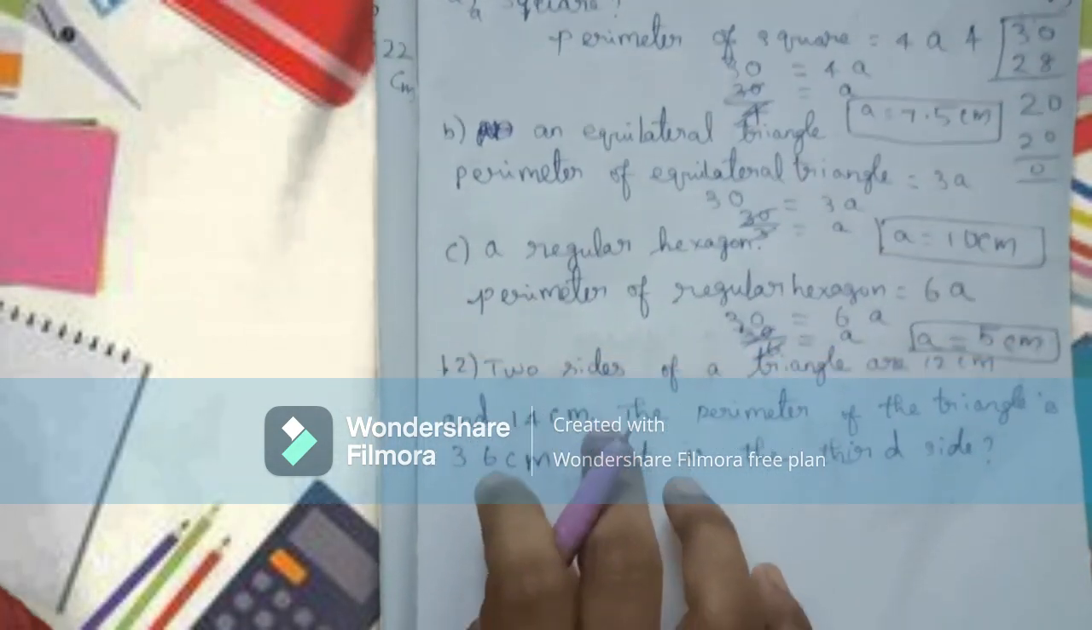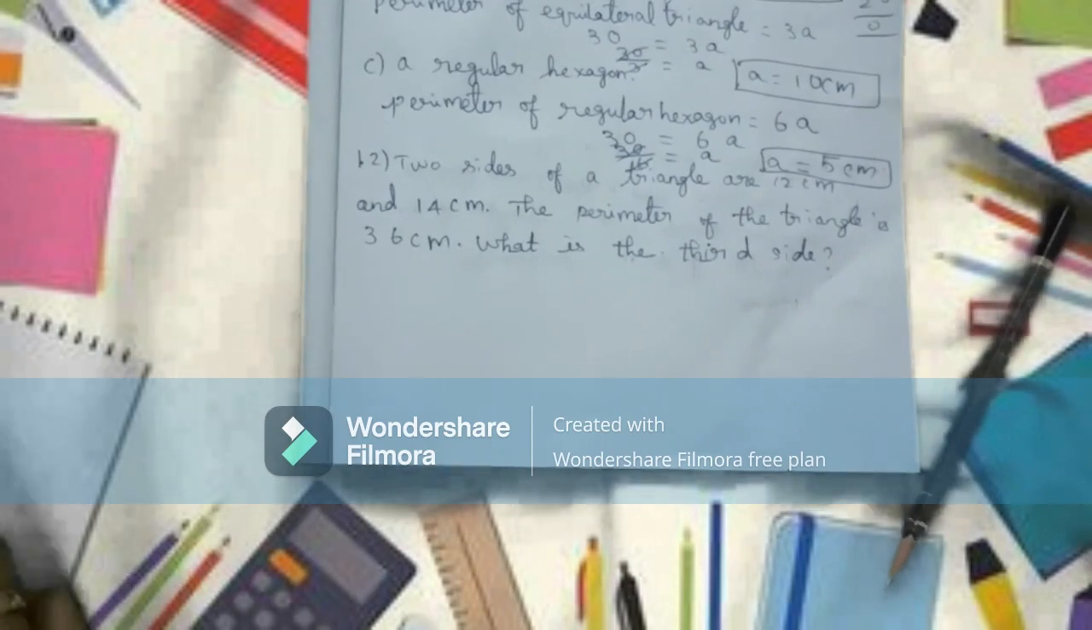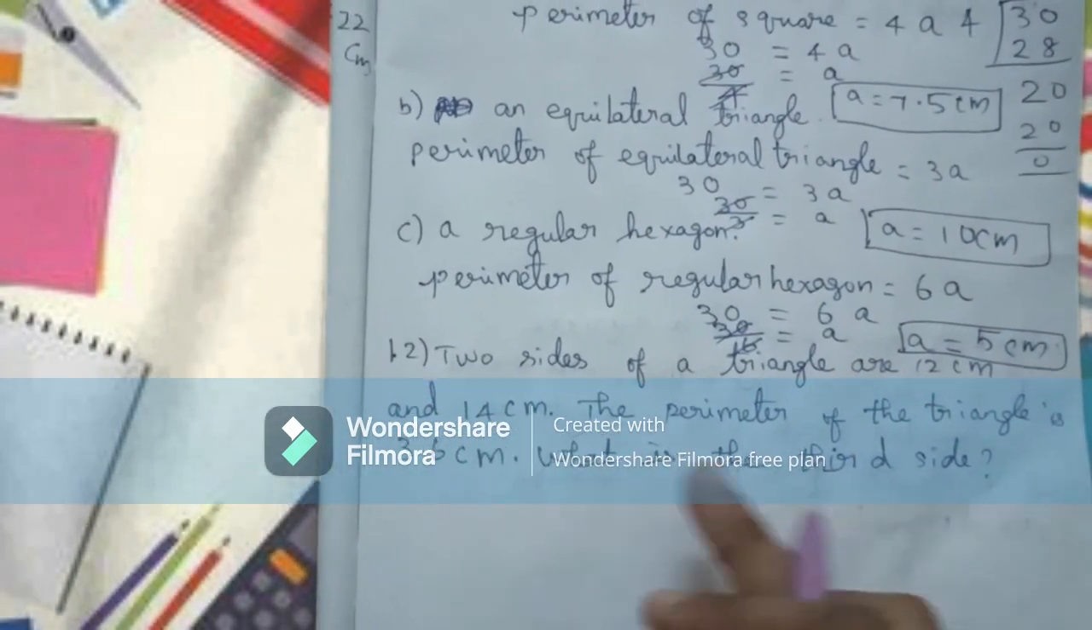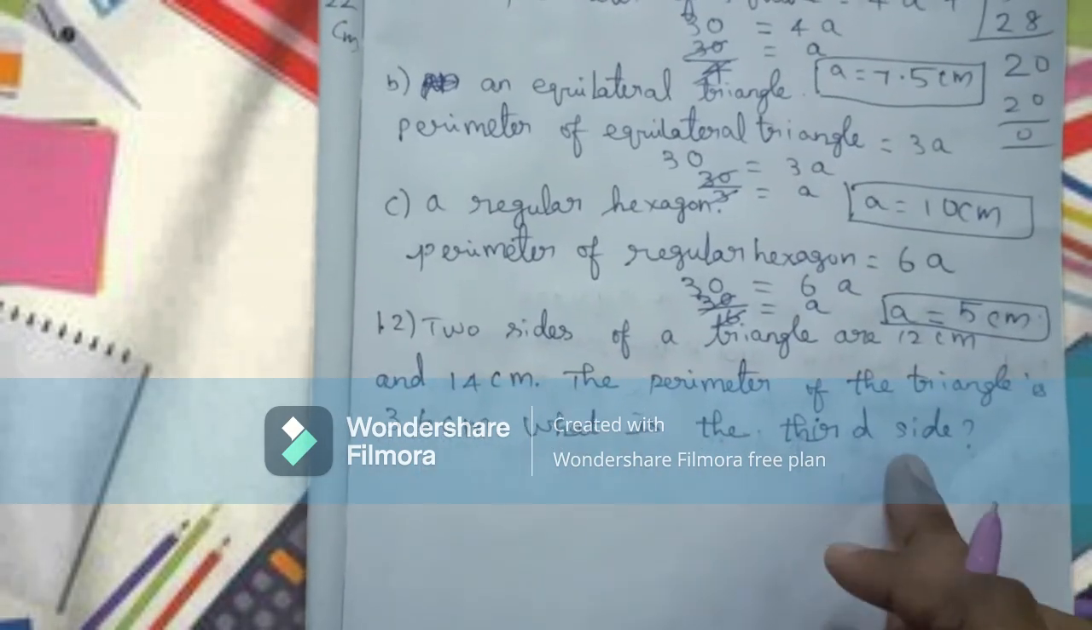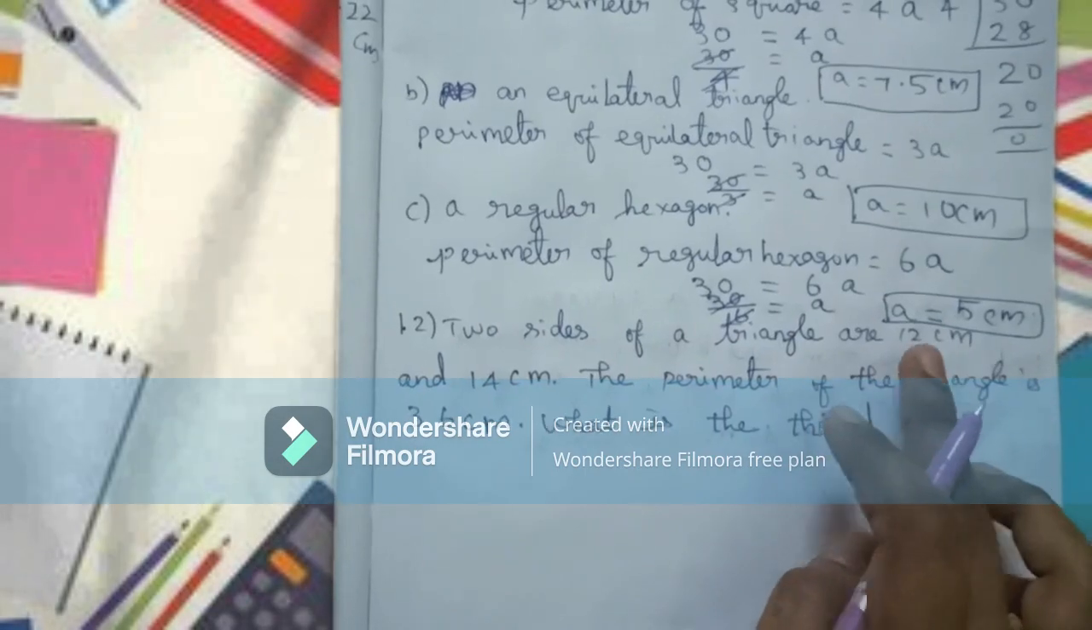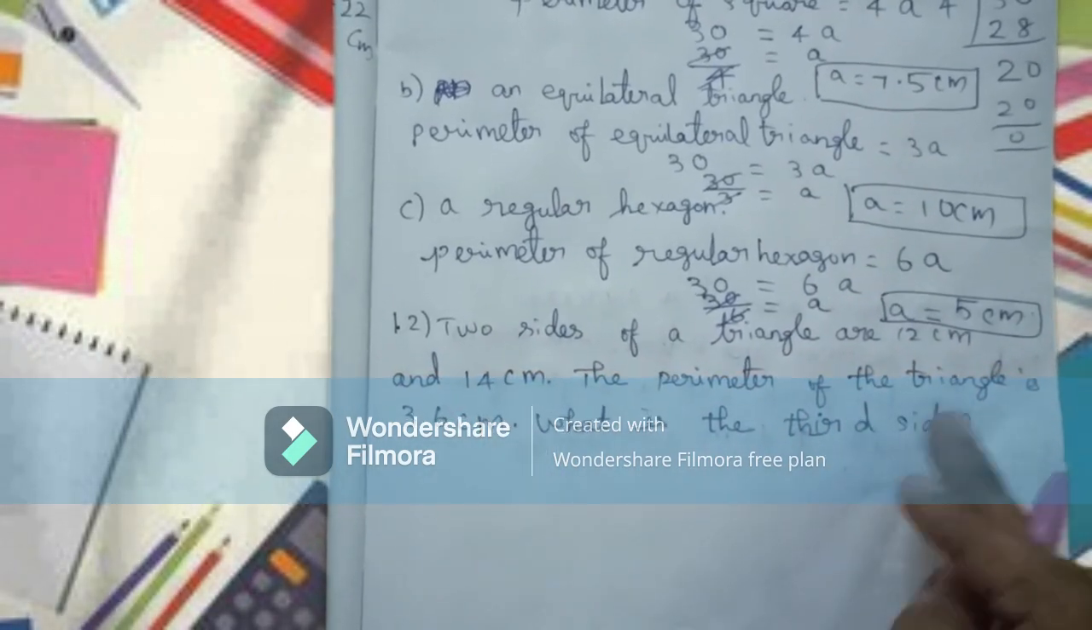Next, 12th sum. Two sides of a triangle are 12 centimeter and 14 centimeter. The perimeter of the triangle is 36 centimeter. What is the third side? So a and b, a is 12, b is 14. What is the third side?